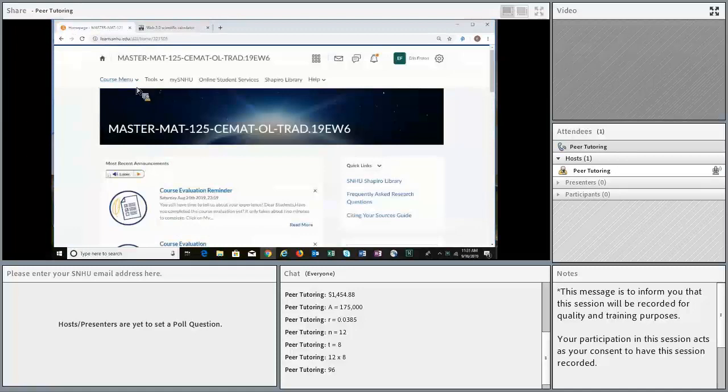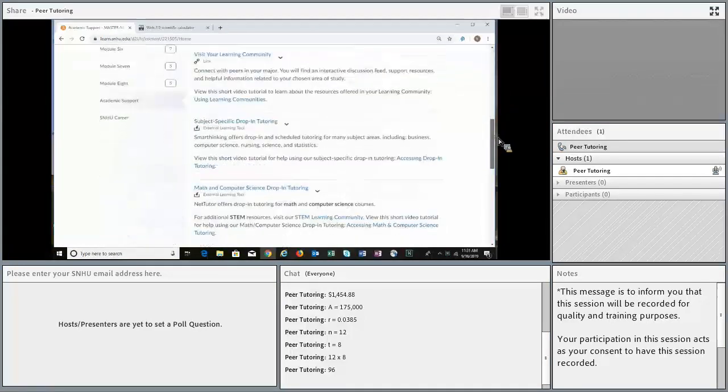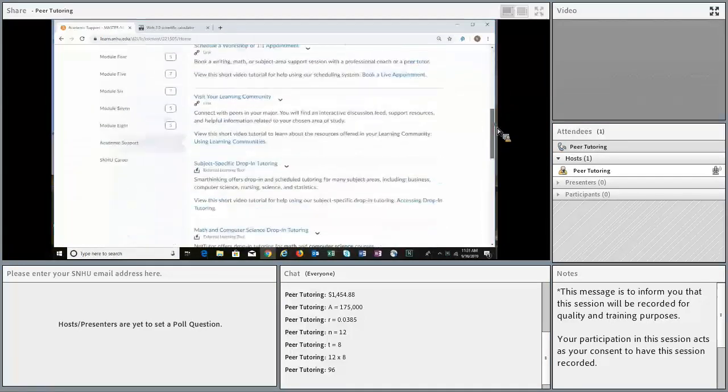And as time goes on, this may change, but just so you get an idea, I'm going to stop sharing and share my screen once again. There's our lovely calculator. I'm going to go right into your course.